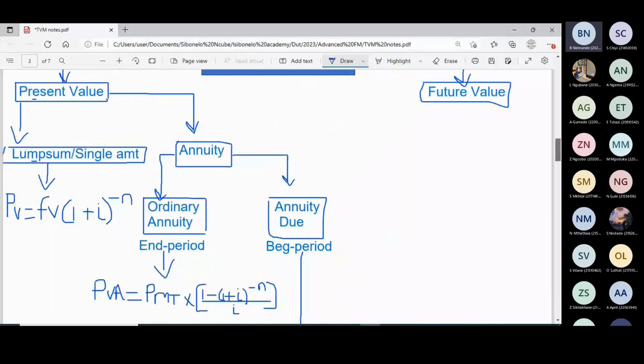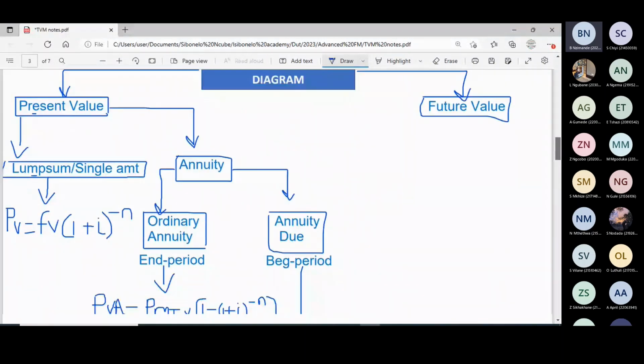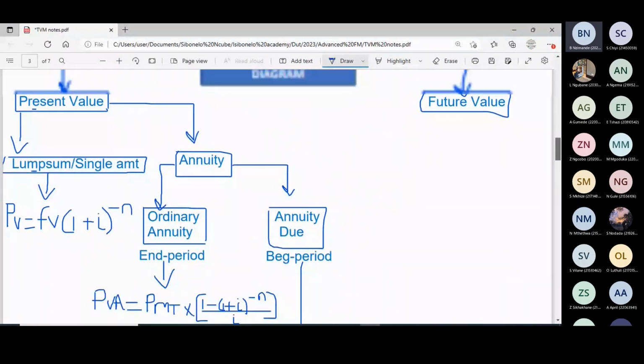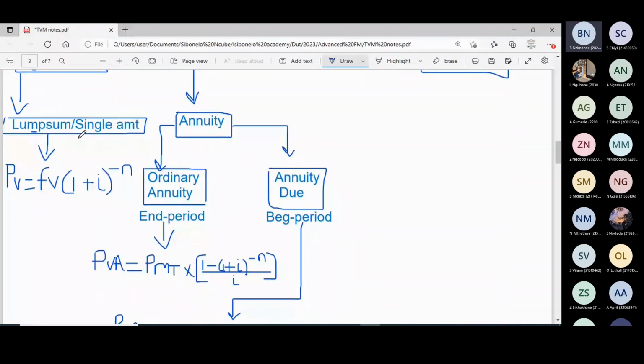Okay, guys, we're done with the present value part. Let me summarize this again. Under present value, we've got a lump sum and an annuity. A lump sum is a once-off payment. So if you want to calculate the present value of a lump sum, let's say you are told that you're going to receive 20,000 in 5 years' time. That 20,000 is the future value. If we were to discount it into the present, then maybe you would get 8,000 or 7,000.